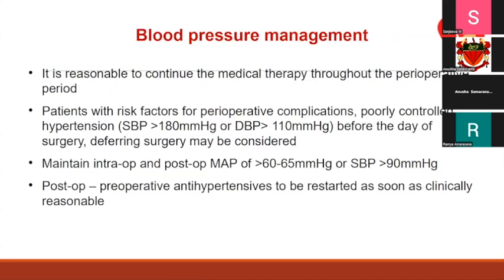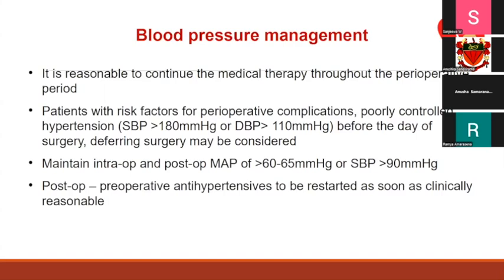And then blood pressure management. In the guidelines, it is recommended that it is reasonable to continue the medical therapy for high blood pressure during the perioperative period. In patients with risk factors for perioperative complications with poorly controlled hypertension, like systolic blood pressure more than 180 and diastolic blood pressure more than 110, it is rational to defer the surgery if the blood pressures are very high above this reference range.